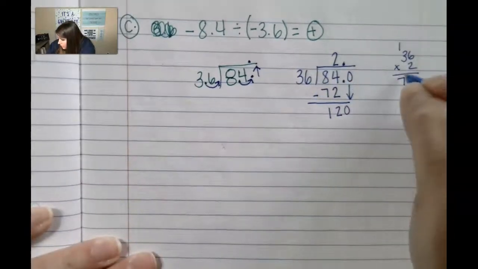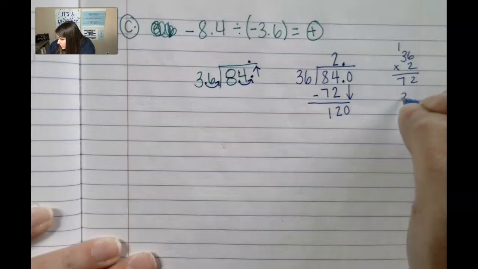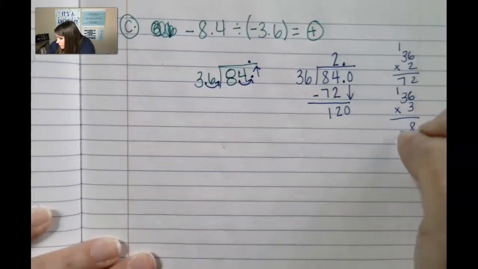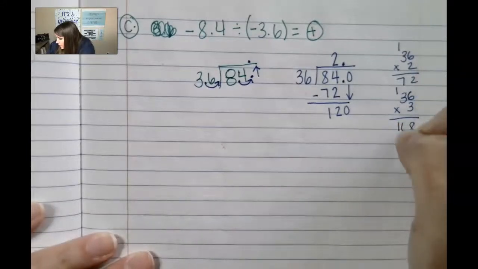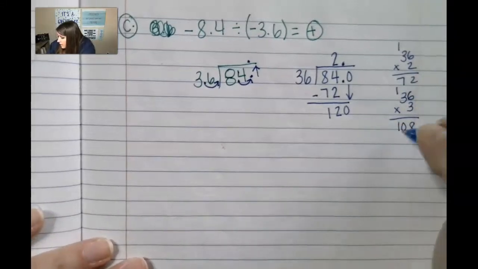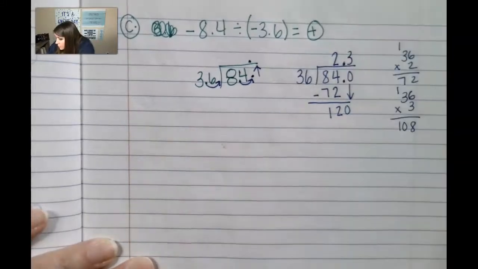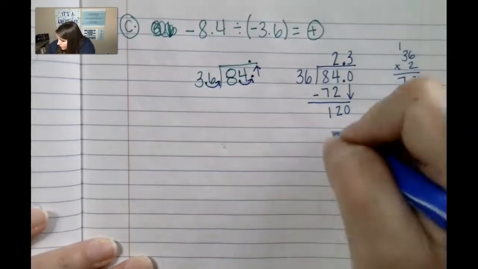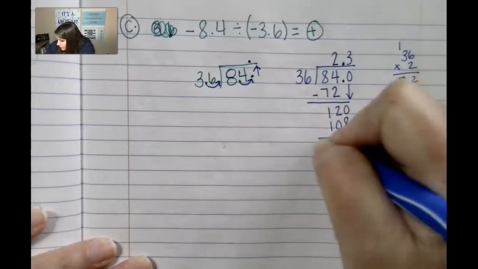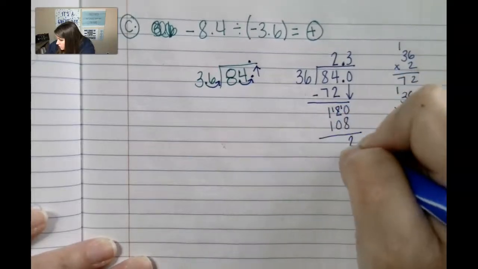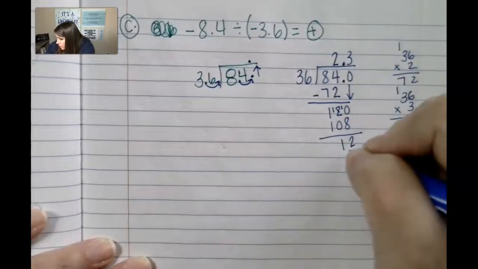So if this one was 72, let's see if we go 36 times 3. That's 18. 3 times 3 is 9. Plus 1 is 10. Okay, if I go one more, it'll be over 120. So I'm going to say I used a 3. And that gave me 108. So 10, 1, so that's 2. Oh my gosh, look, I've got 12 again.